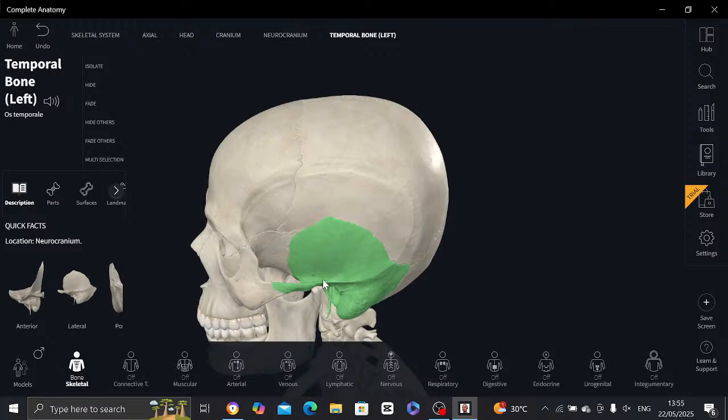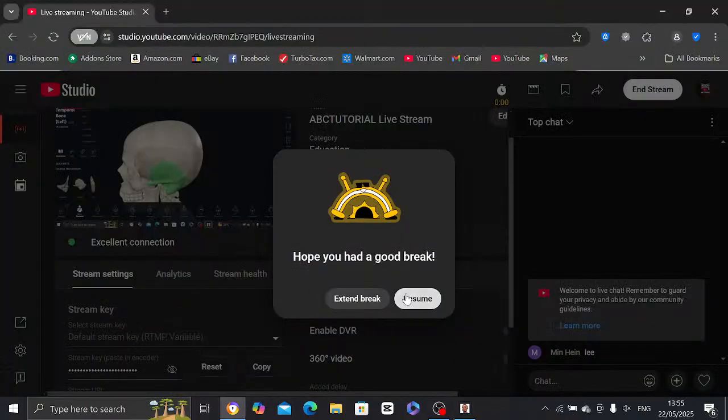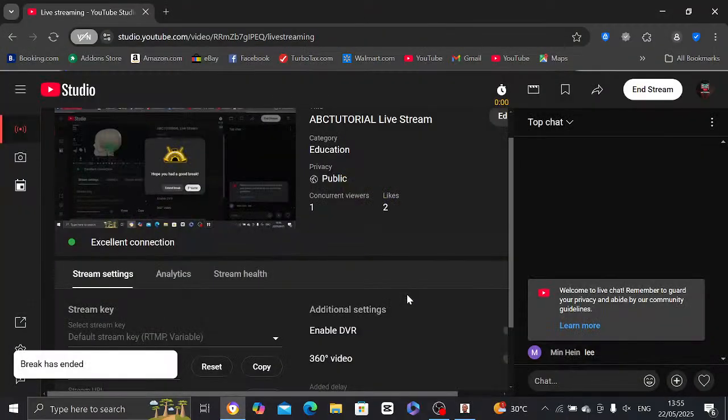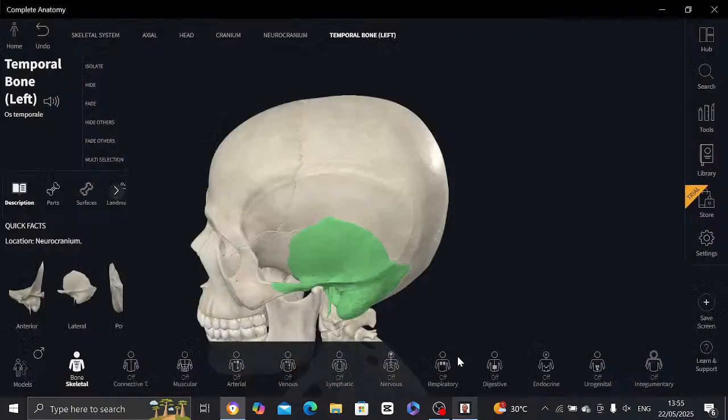Okay, so I think now we can talk about the temporal bone. All right, so now we have the temporal bone.